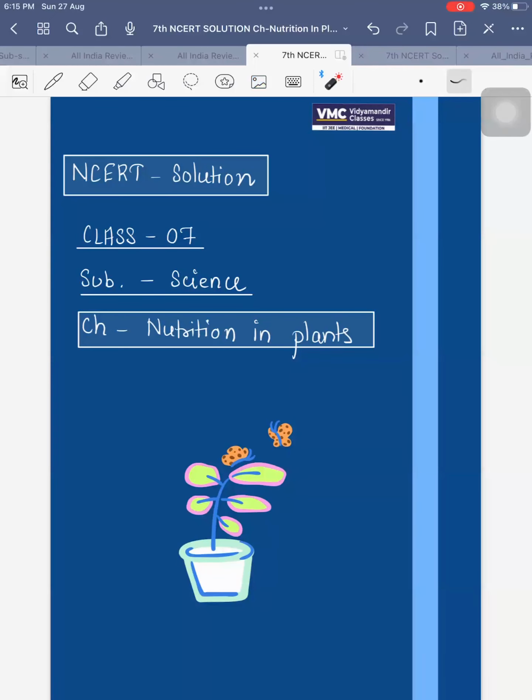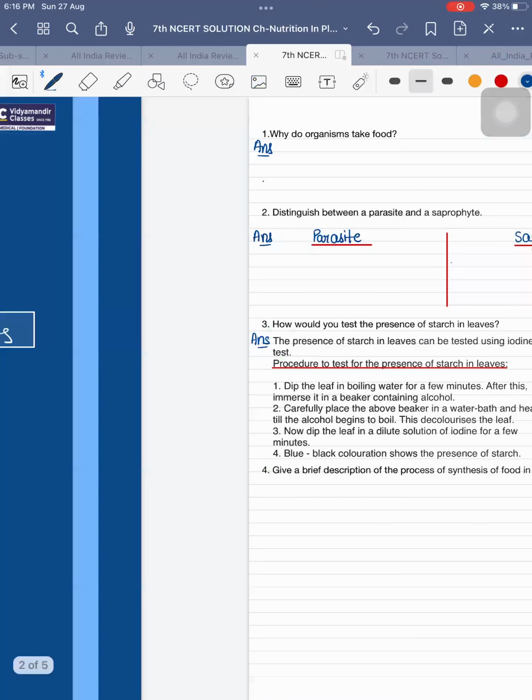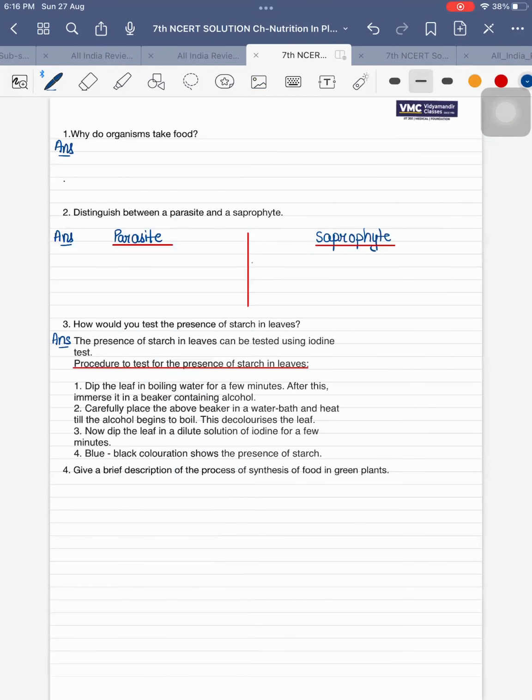Hello students, in today's video we are going to discuss NCERT solution of chapter nutrition in plants. So let's start. Question number 1, why do organisms take food? So why do we need food?